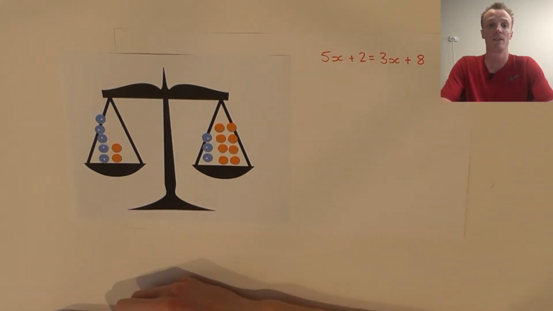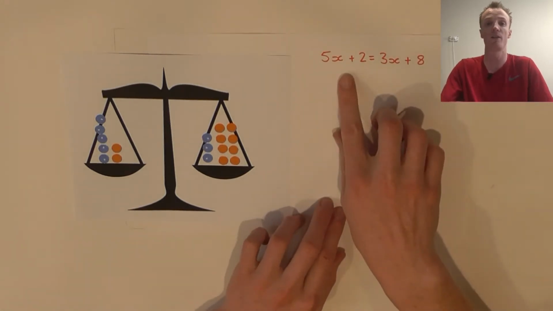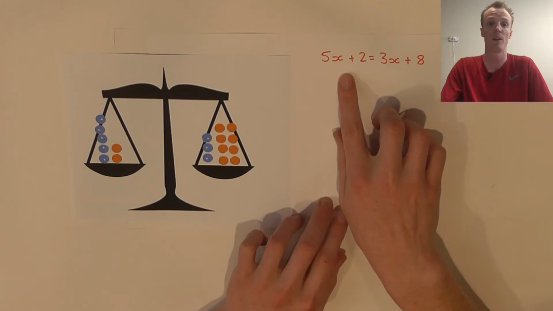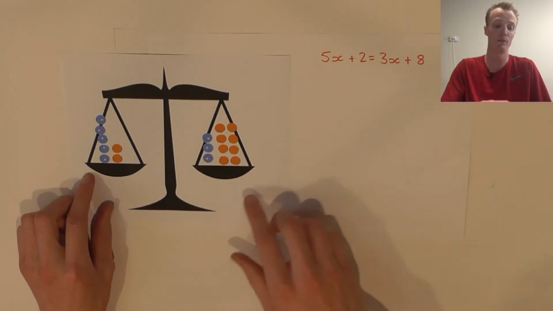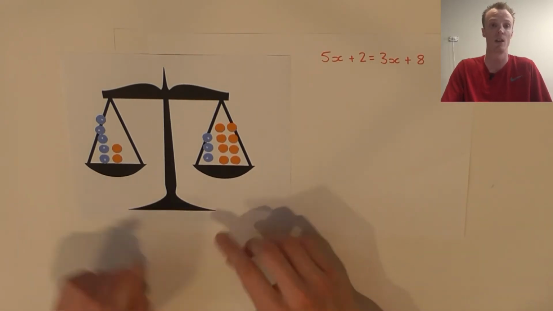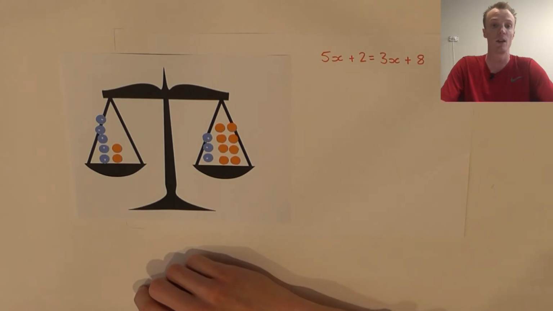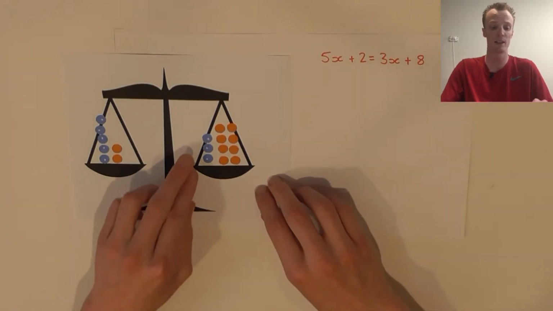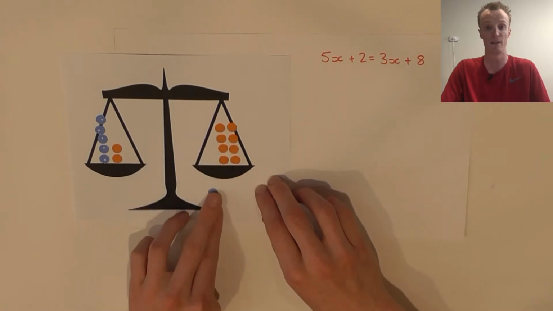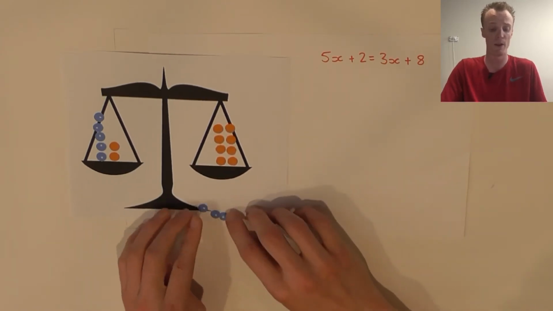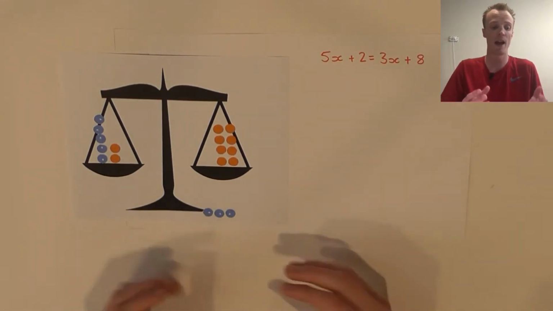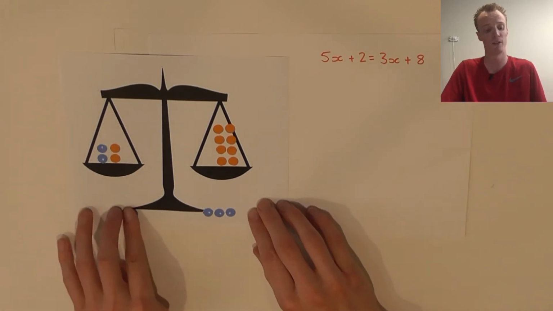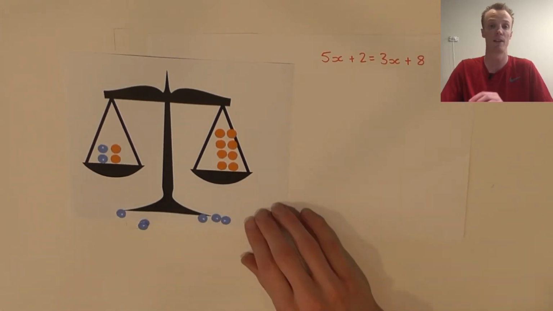Our primary goal here is the same as the first video. We want to isolate the x values only on one side of the equation. To do that here, we need to somehow remove the x values from one side of the equation, or visually remove it from one side of the scales. To achieve this on our set of scales, we could subtract 3 of these x values here in blue from the right hand side. However, if we remove those 3 blue values, it would unbalance our scales. So we'd have to remove 3 blue values from the left hand side to keep the scales balanced.